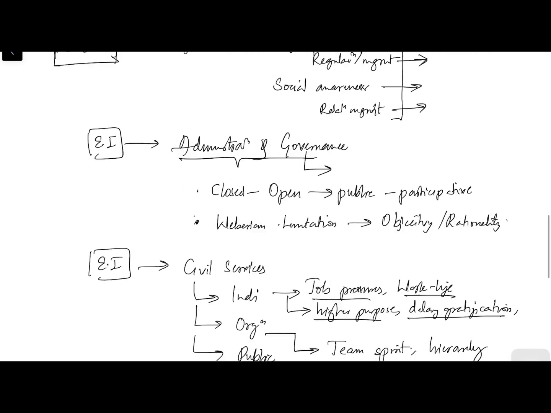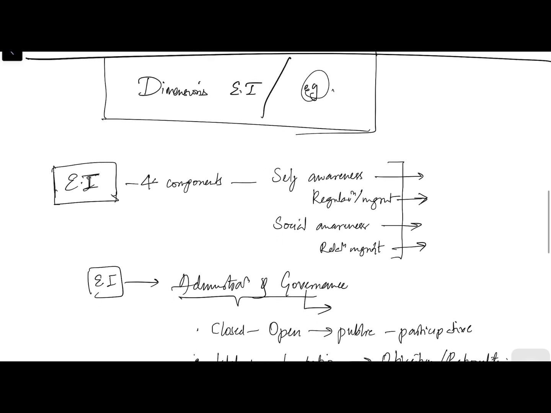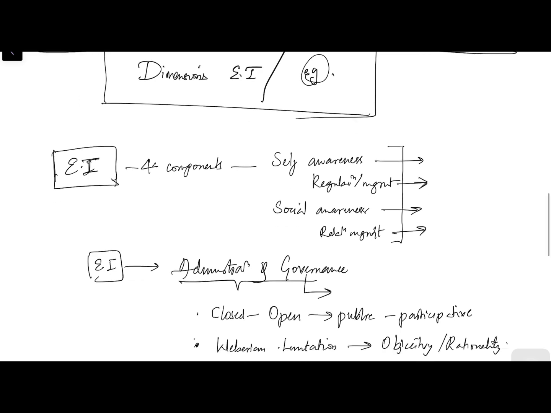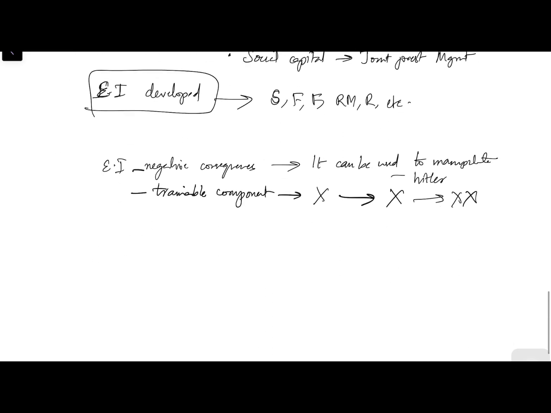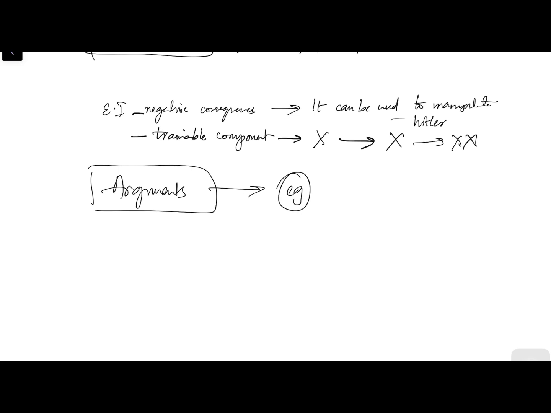So these should ideally sum up the components of EI. We have to keep in mind that these are the only arguments in EI, and these have to be substantiated by examples, then only our answer will look holistic. So that's it.